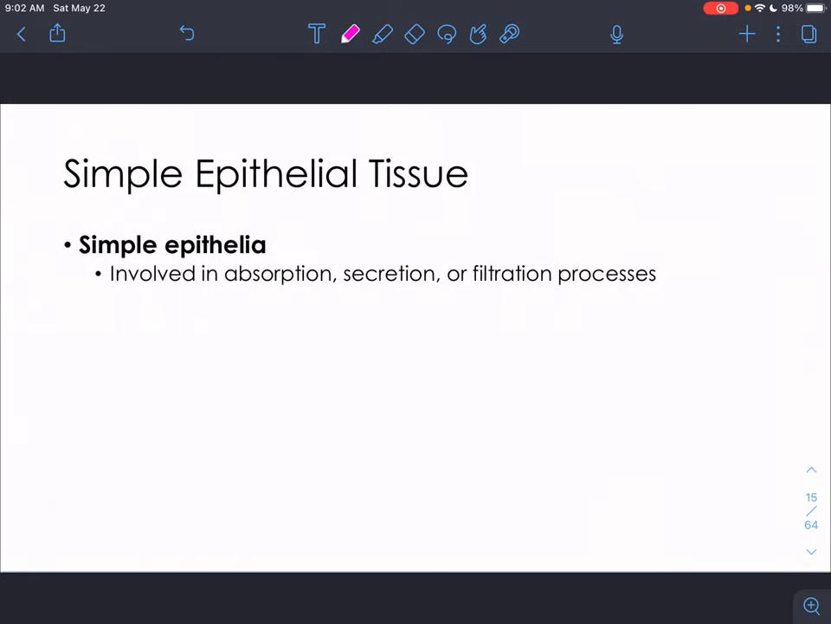Okay, so let's start by talking about the different types of simple epithelial. Again, simple because there's one layer, and like I mentioned previously, you're going to see that it's always going to be involved in absorption, secretion, filtration, diffusion. So moving substances around, because it's easy for those substances to get through a singular layer.